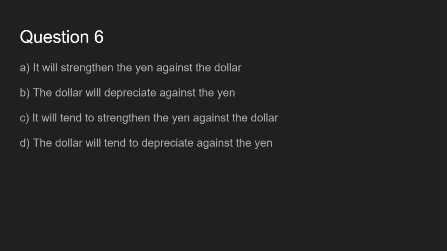For question 6, if the Japanese government slows the rate of money growth, this will strengthen the yen against the dollar, meaning the yen has more value against the dollar. In part B, when they slow the rate of money growth, the dollar is going to tend to depreciate against the yen. For part C, if Americans have an increased demand for Japanese cars, they're going to want more yen in order to buy those cars, so this will tend to strengthen the yen against the dollar. And then for part D, when they increase their demand for cars, the dollar will tend to depreciate since more people want yen and fewer people want dollars.